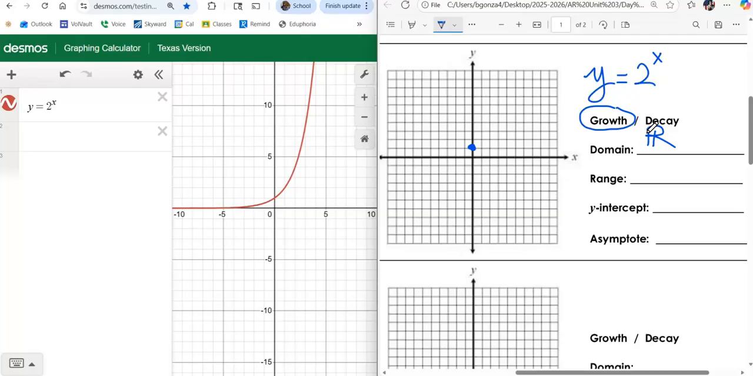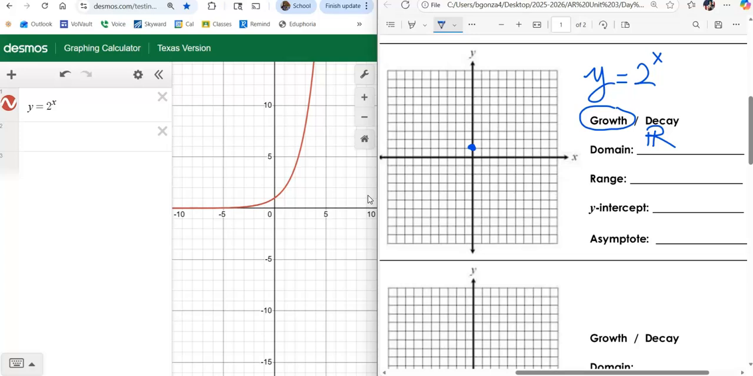Handshake? No. All right. Now, what's the range? Now, this is where it gets crazy. Do y'all see how this flattens out right here? That's the asymptote. Think of an imaginary horizontal line.